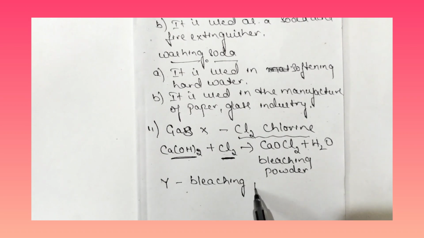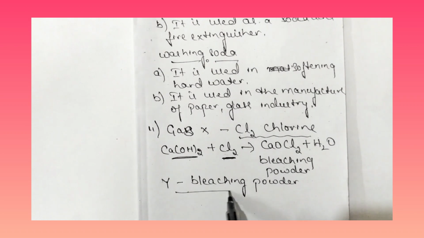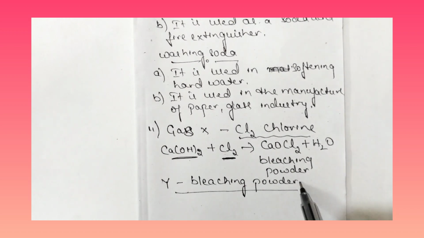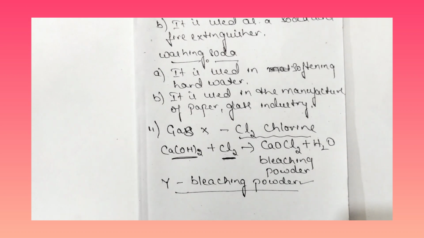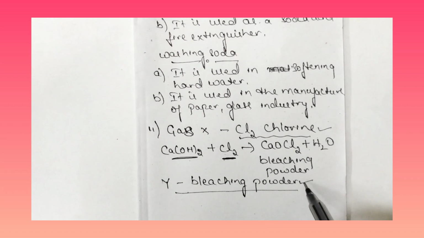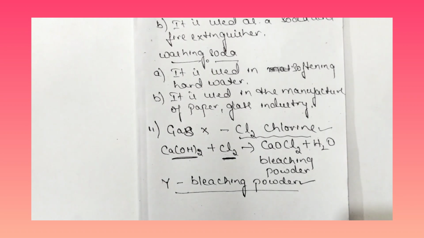CaOCl2. CaOCl2 is calcium oxychloride. That calcium oxychloride is bleaching powder, and this compound Y is used as a bleaching agent in chemical industry. So bleaching agent is bleaching powder. And identify X and Y with suitable reason. So X is chlorine gas and Y is bleaching powder. So like this we have to answer this question.